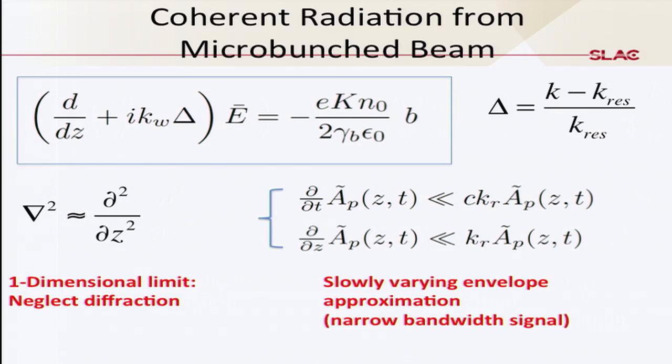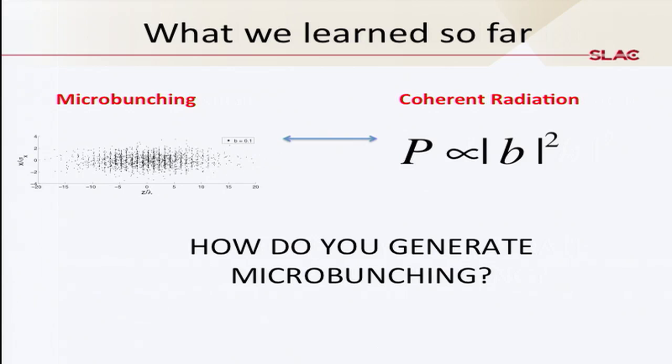So what we learned so far, whenever you have microbunching, you have coherent radiation that goes like the square of your bunching factor. Right? Now, the big question is how you generate microbunching. And by the way, this was not discovered by Pellegrini or by Mehdi. This has been known forever, that if you microbunch an electron bunch, you get a lot of radiation. The problem is it's not easy to do because your electrons come out of some cathode, a photocathode or a thermionic cathode, and they come out at random times.